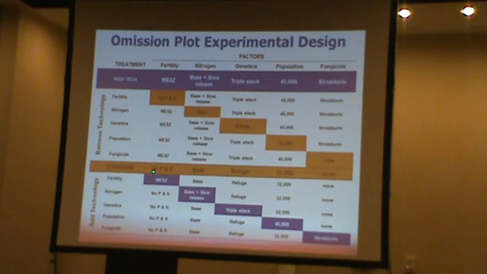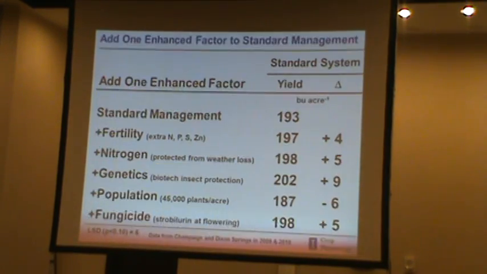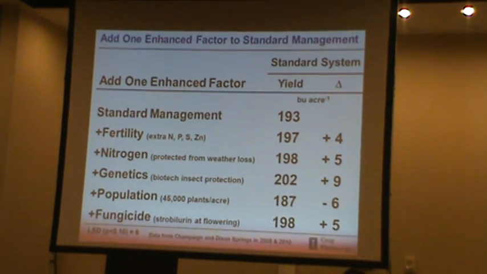And what I'm going to show you is this side of the curve first. So in other words, if you're only going to do one thing of these 5, which one should it be? So here's the standard side, again, averaged over a couple of years, couple of locations. On average, 193 bushels. And now I'm looking at the impact of adding one thing. So in other words, if I added the extra fertility, I gained 4 bushels.